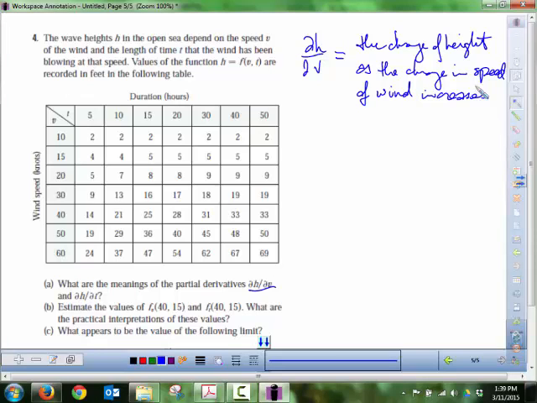So what we're saying is that we're not saying anything about time, or you can say let's fix time here. As the wind speed changes, how much is the height of the wave going to change if you fix time?